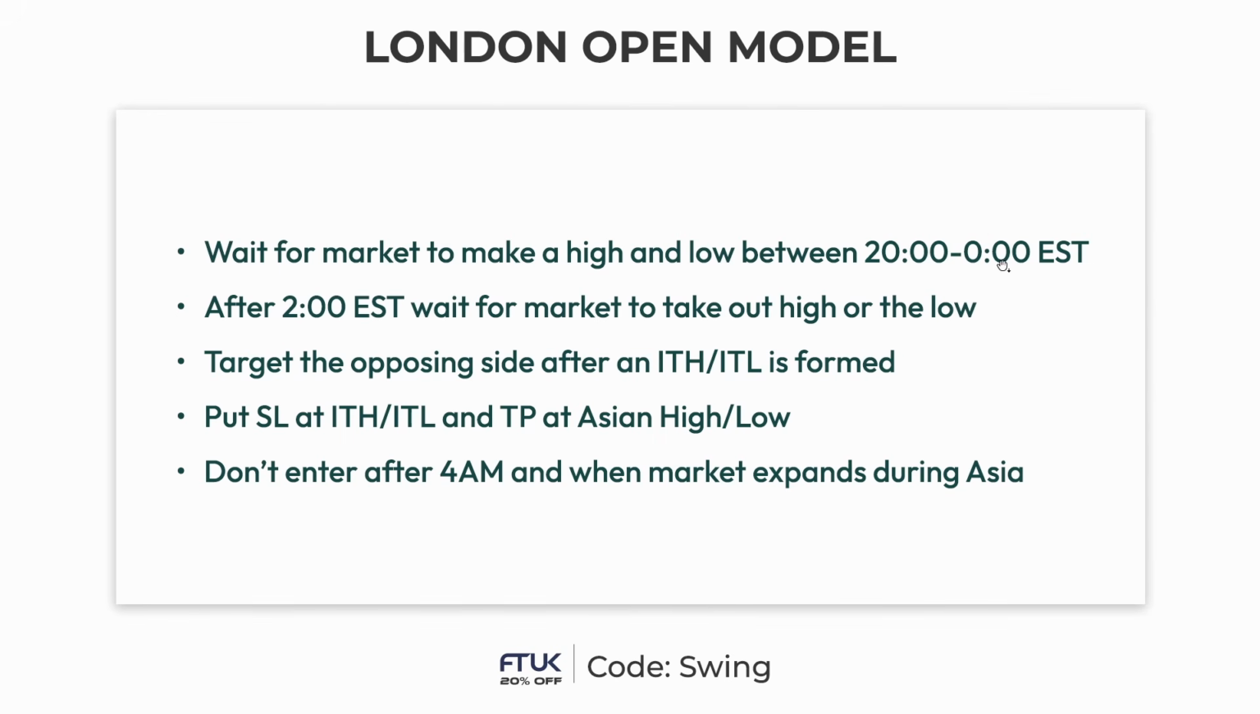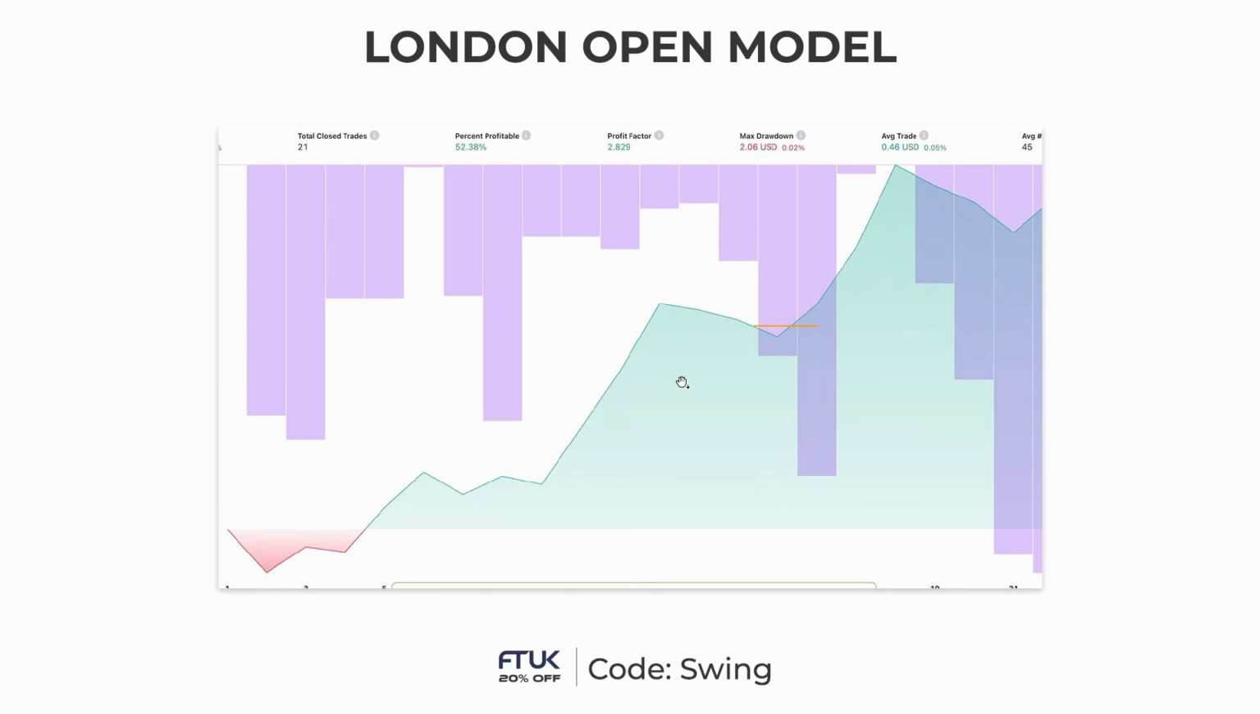and 12 a.m. EST. Now, you do not want to enter after 4 a.m. and also when the market expands in Asia. So if the Asia session is an explosion, like a lot of pips movement in there, you don't want to enter there. You just want to ignore the London session because London session is most likely going to be consolidation if Asia moves big. Now, before moving into further explanation of the model, I want to show you these statistics.